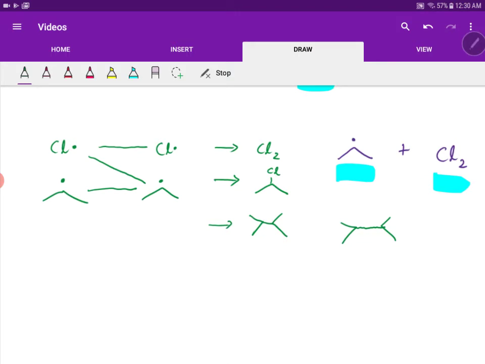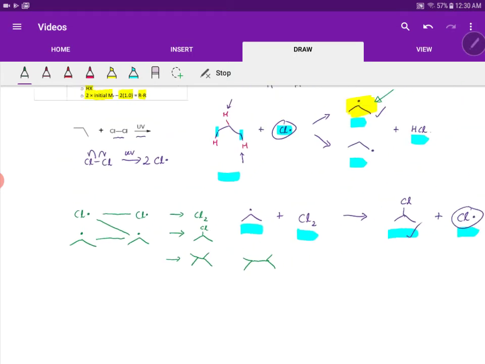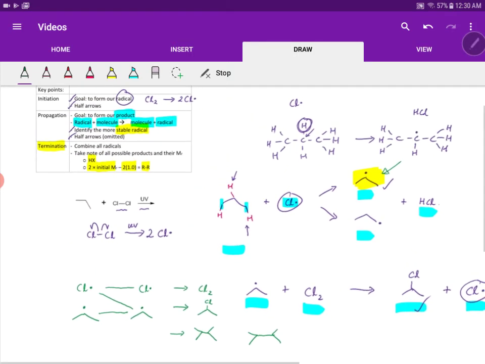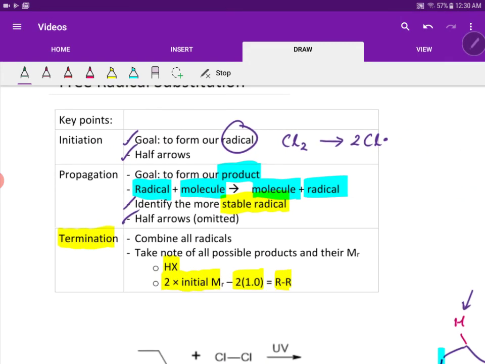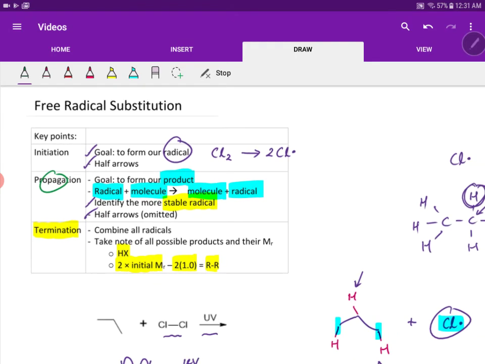So how can we tie everything into a question? Usually there will be questions that will test you on the ratio of products that will be formed. So how do we calculate the ratio? We have to use two different things. We have to look at the propagation step, and we also have to look at the number of equivalent hydrogens.